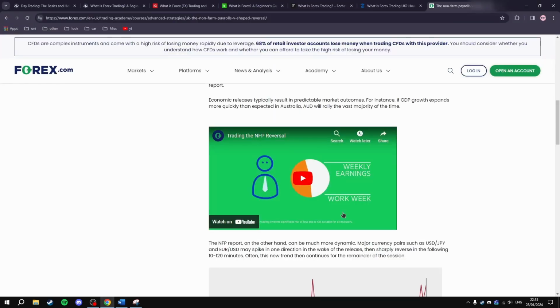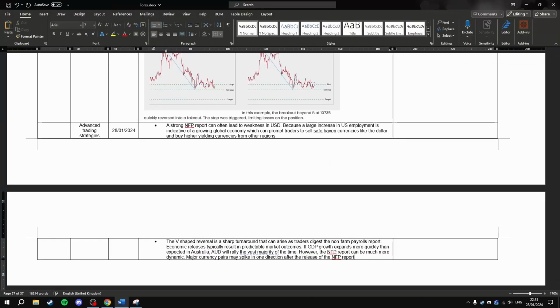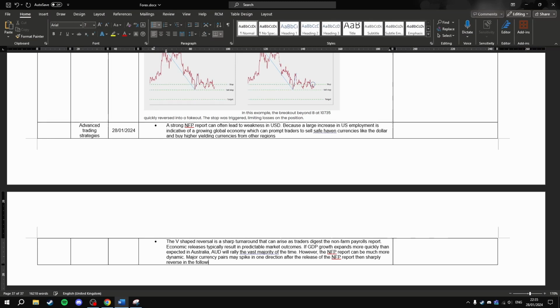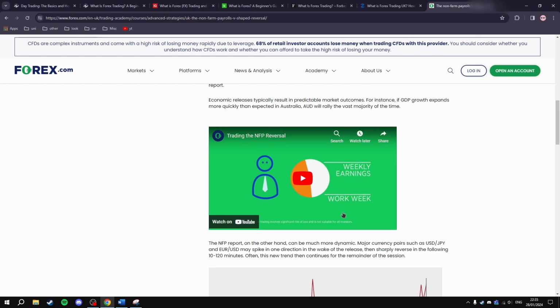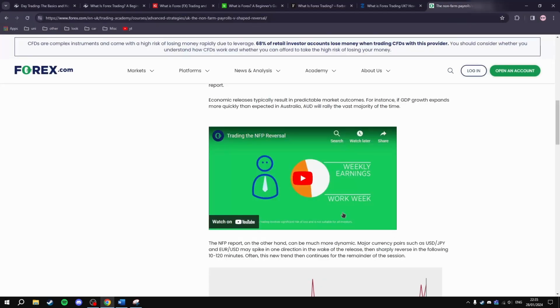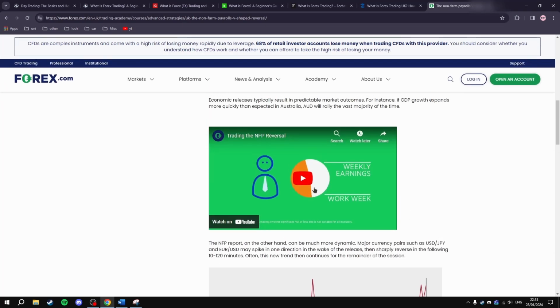Then sharply reverse in the following 10 to 120 minutes, aka 2 hours. Often this new trend then continues for the remainder of the session. Let's watch this video.